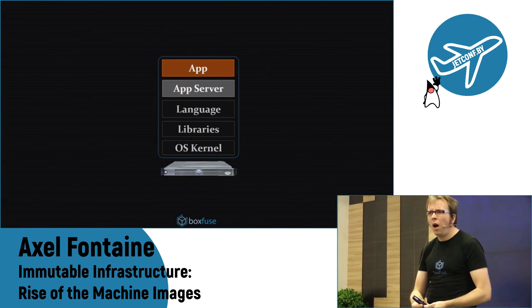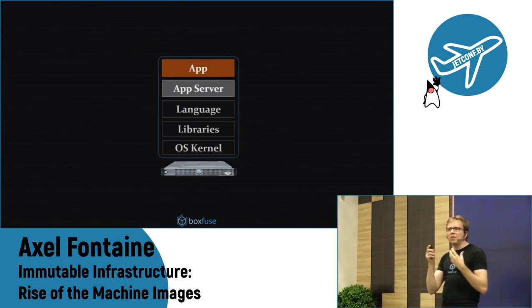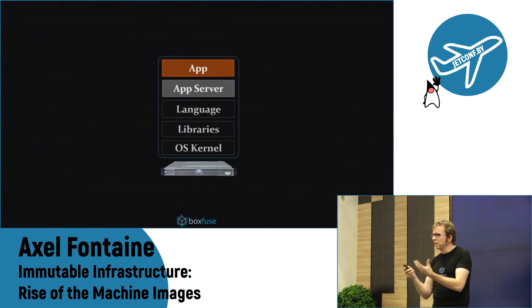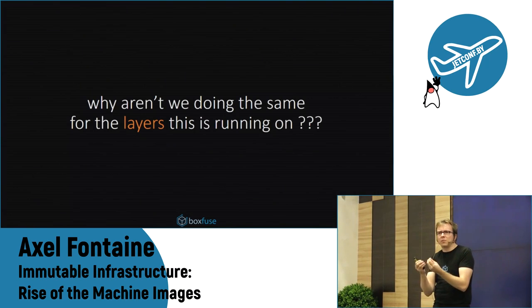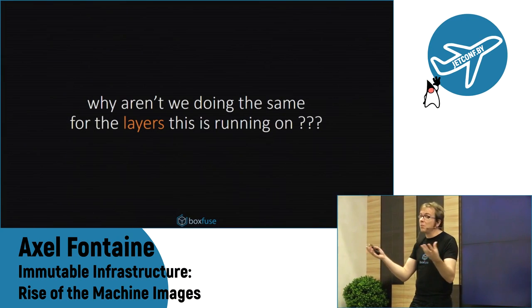And the question is why? Why only these top two layers? Or what is fundamentally different about those layers than the layers below it? Or is there something different at all about those bits and bytes? Maybe, maybe not.